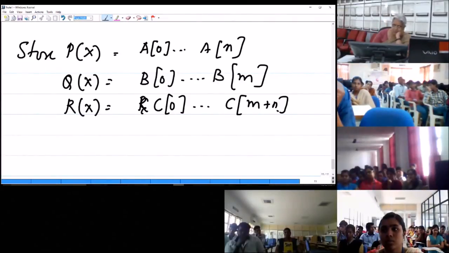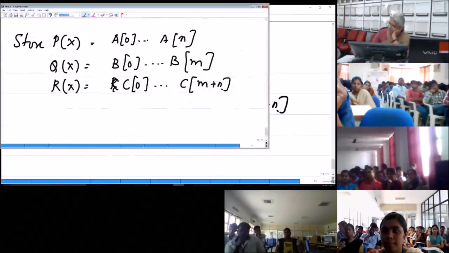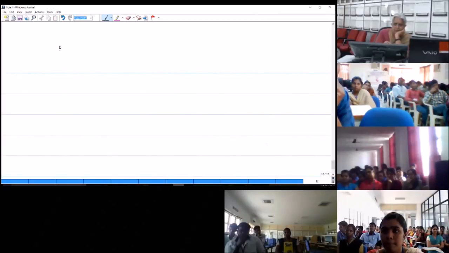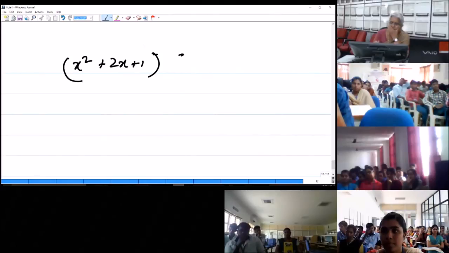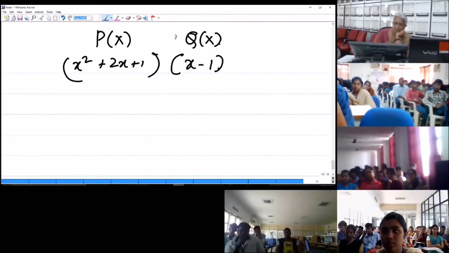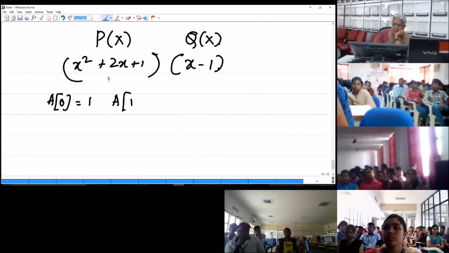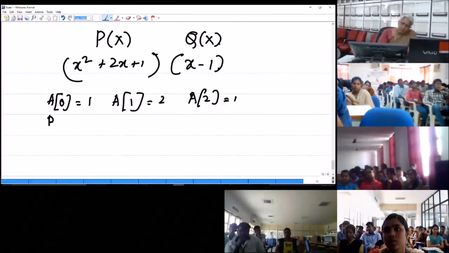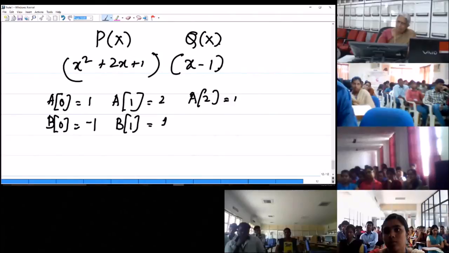Compute this product, it's very simple. If you look at the way this works, let's take an example. Let us say I have x squared plus 2x plus 1 multiplied by, let me say, x minus 1. Let's say this is p of x and this is q of x. Now I'll say A of 0 is equal to 1. You store the coefficients in the array. A of 1 equal to 2 and A of 2 equal to 1. Similarly, you store B of 0 equal to minus 1, B of 1 equal to 1.